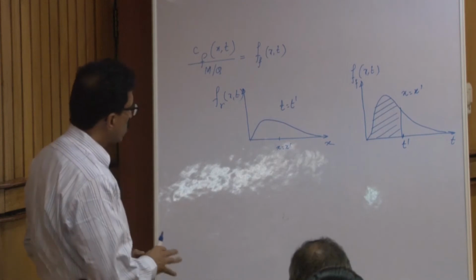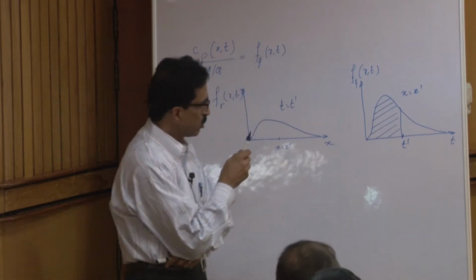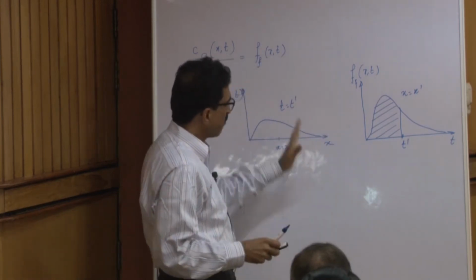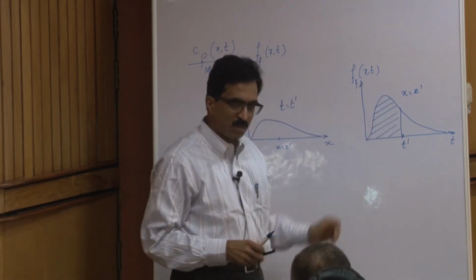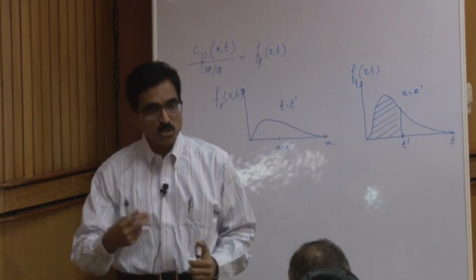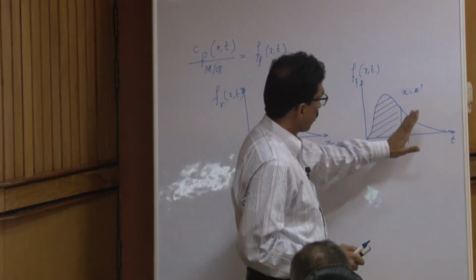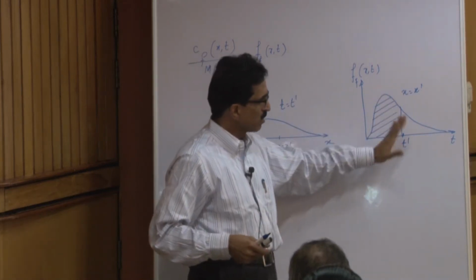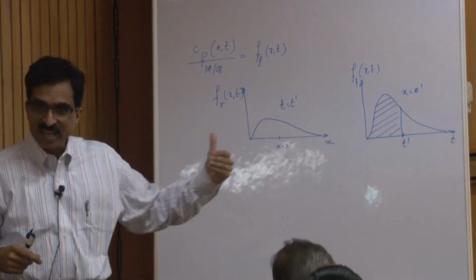So I look at this shaded area. It tells me that at a location x equals x prime in the column, if particles were released at time t equals 0, this is the fraction of particles whose travel time at x equals x prime is before this. So it's less than t prime. What does that mean then? All these particles, or this fraction of particles, at time t equals t prime would have crossed the distance x prime, because their travel times are less.